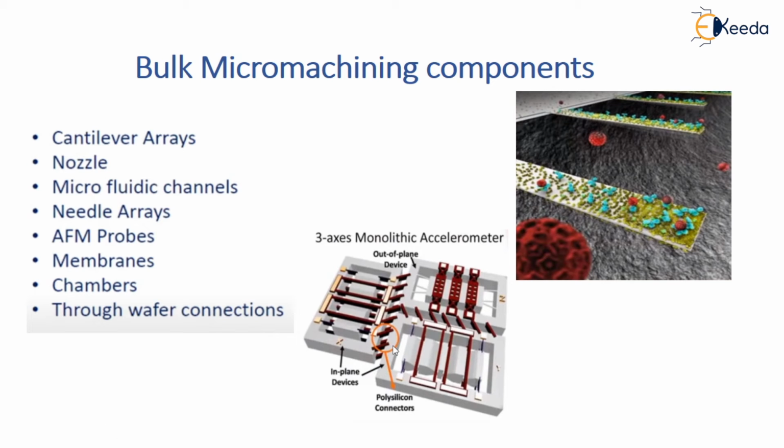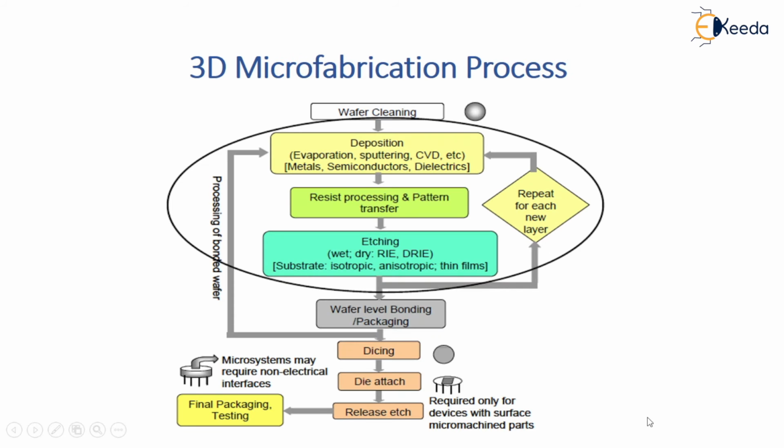Those are done for different types of machining, MEMS objects, or sensors like accelerometers, where this is a cantilever array. So at the micro level, the arrays which are formed are shown in this SEM graph. The 3D microfabrication process we already studied in photolithography. The same process is there.